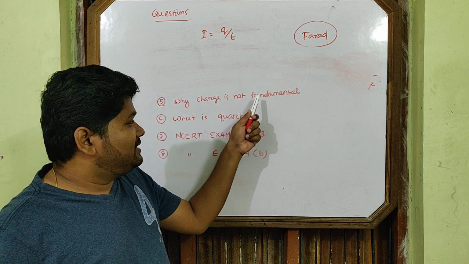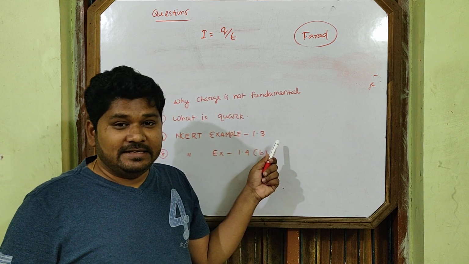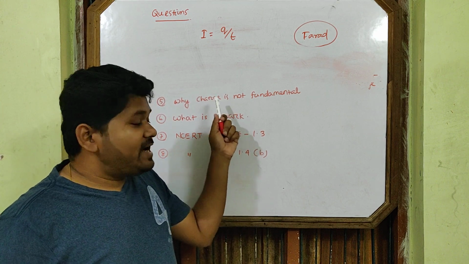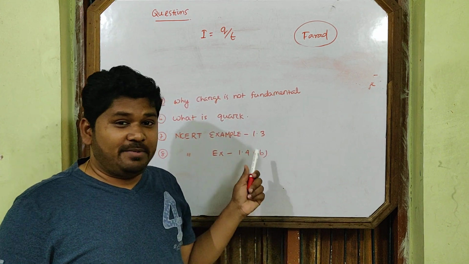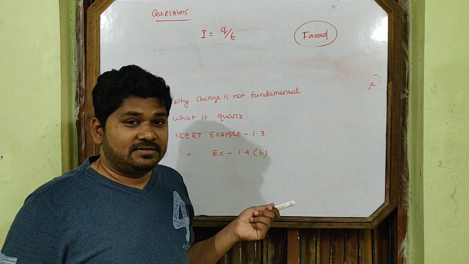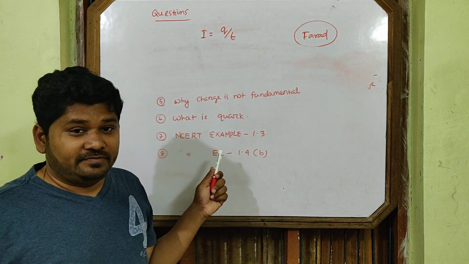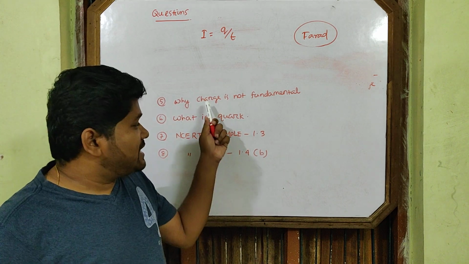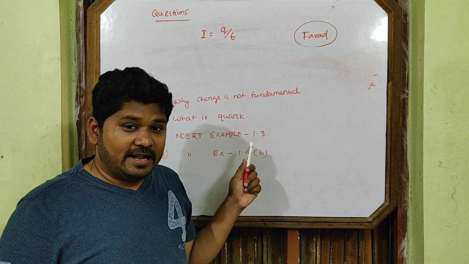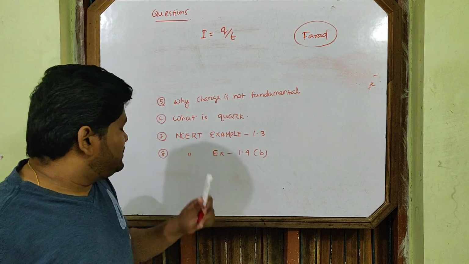So the answer is, charge cannot be measured directly, but current can be measured easily. Current can be measured by a device called ammeter. After that you will calculate the charge, but there is no such device to measure charge in a body, net charge in a body. So you can write the answer, charge cannot be measured directly, but current can be measured easily.